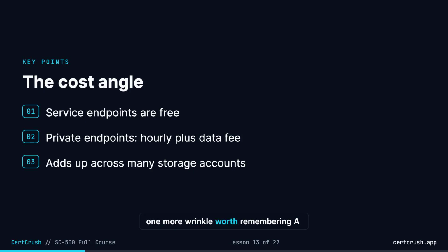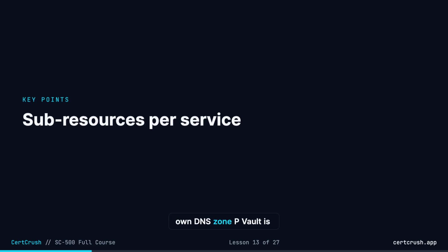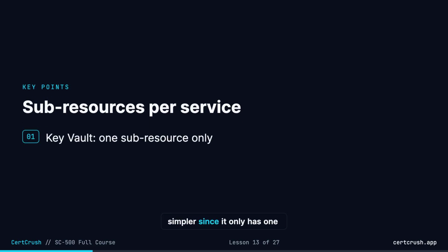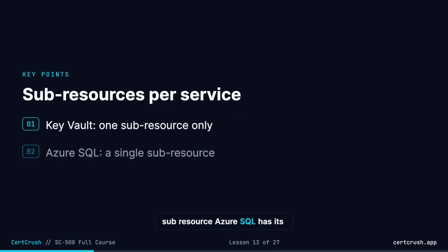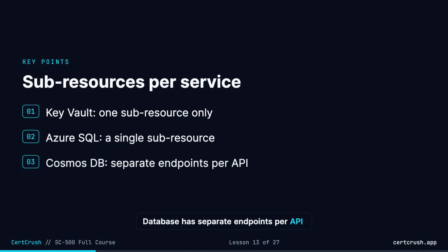Here's one more wrinkle worth remembering. A single resource can expose multiple sub-resources, and each one needs its own private endpoint. A storage account, serving blob, file, and table traffic privately, needs 3 separate endpoints, 1 per sub-resource, each with its own DNS zone. Key Vault is simpler, since it only has 1 sub-resource. Azure SQL has its own single sub-resource too. Cosmos Database has separate endpoints per API. This exam loves testing whether you remember that 1 endpoint doesn't automatically cover an entire resource.